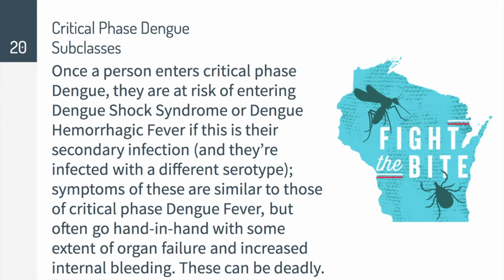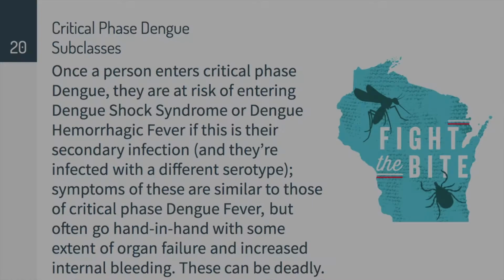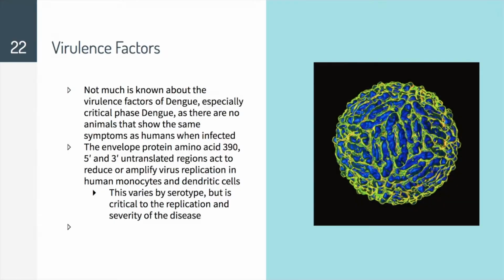So now let's talk about some of the virulence factors behind dengue fever. Not much is known about the virulence factors of dengue, especially critical phase dengue, because there are no animals that show really the same symptoms. The symptoms that we see in humans aren't often mirrored in the sylvatic strains of dengue 2 and dengue 5 in other animals, and we don't really know why. This means we don't know a lot about the virulence factors because we can't really test them in humans, as that's not exactly ethical.